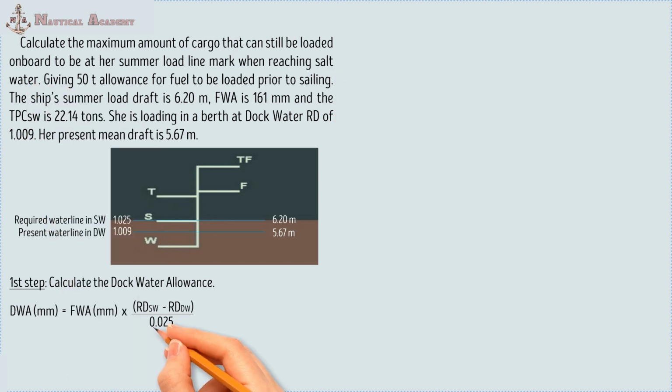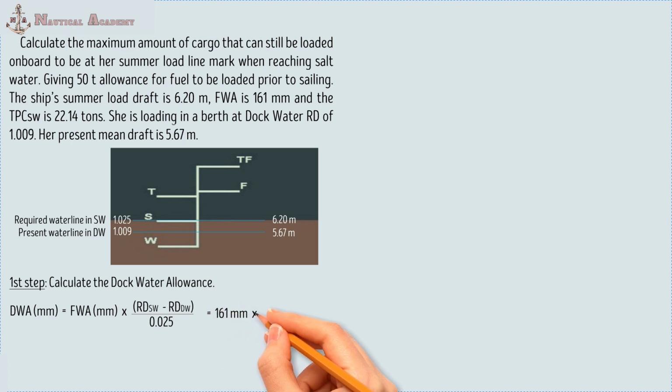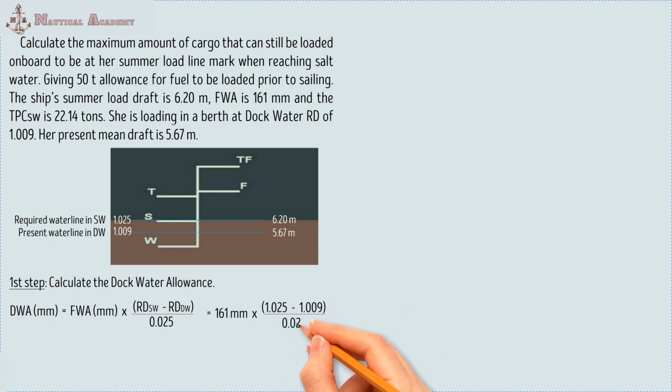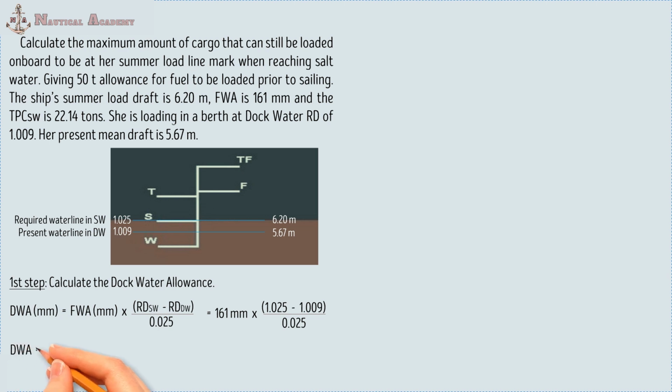For the divisor, which is 0.025, that is the difference in relative density of saltwater and freshwater, and that is constant. Maybe you see in some stability books that the divisor is 25, that is if you are using kilograms per cubic meter. The difference between saltwater and freshwater in kilograms per cubic meter is 25. So dock water allowance is equal to 161 millimeters times 1.025 minus 1.009 divided by 0.025. The dock water allowance is 103 millimeters or 0.103 meter. To convert millimeter to meter, just divide 103 millimeters by 1000.